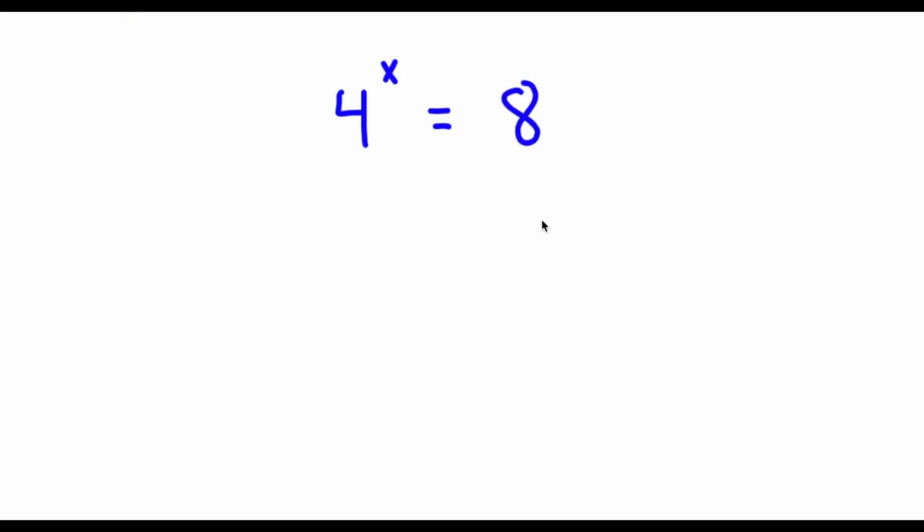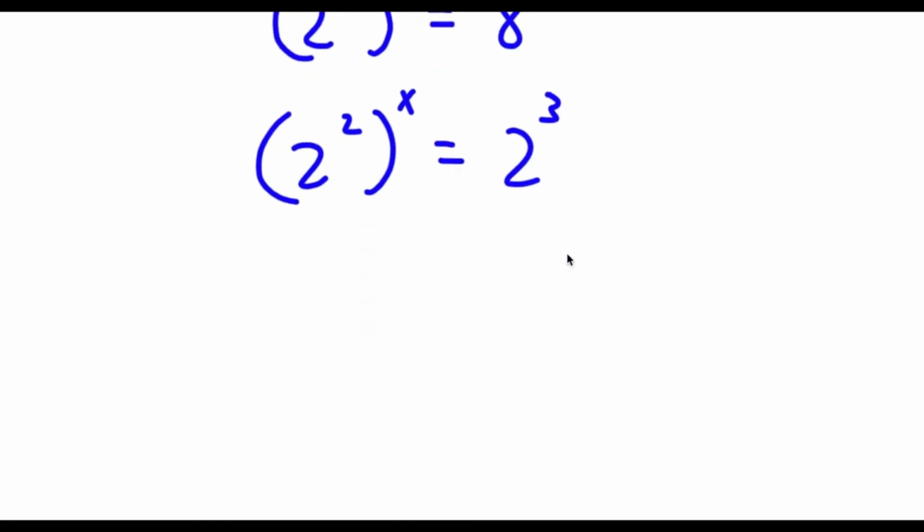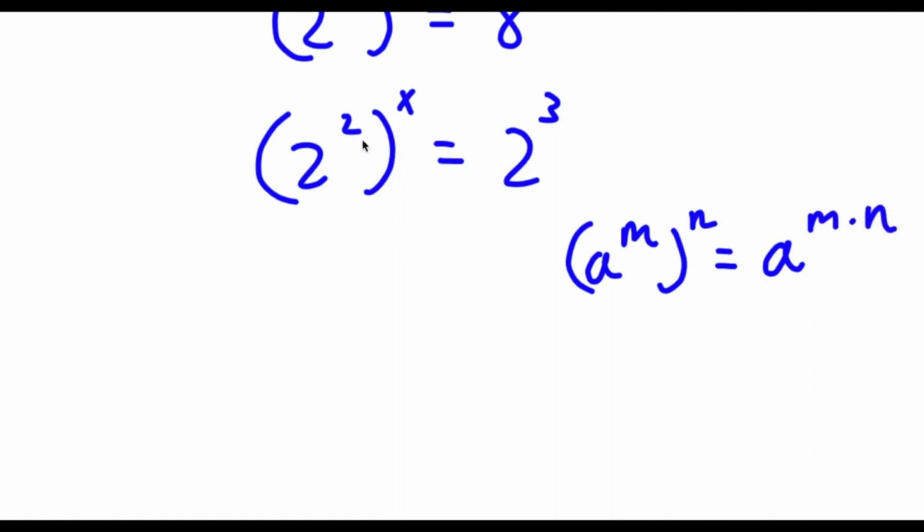Alright, so I have 4 to the power of x is equal to 8. So now to solve this problem, first off, 4, this is the same thing as 2 squared. So now I have 2 squared to the power of x is equal to 8. Now 8, this is the same thing as 2 to the power of 3. So now I have 2 squared to the power of x is equal to 2 to the power of 3. Now, if I have something in the form a to the power of m to the power of n, this is equal to a to the power of m times n. So 2 to the power of 2 to the power of x, that's going to equal 2 to the power of 2 times x, which is 2x, which is equal to 2 to the power of 3.